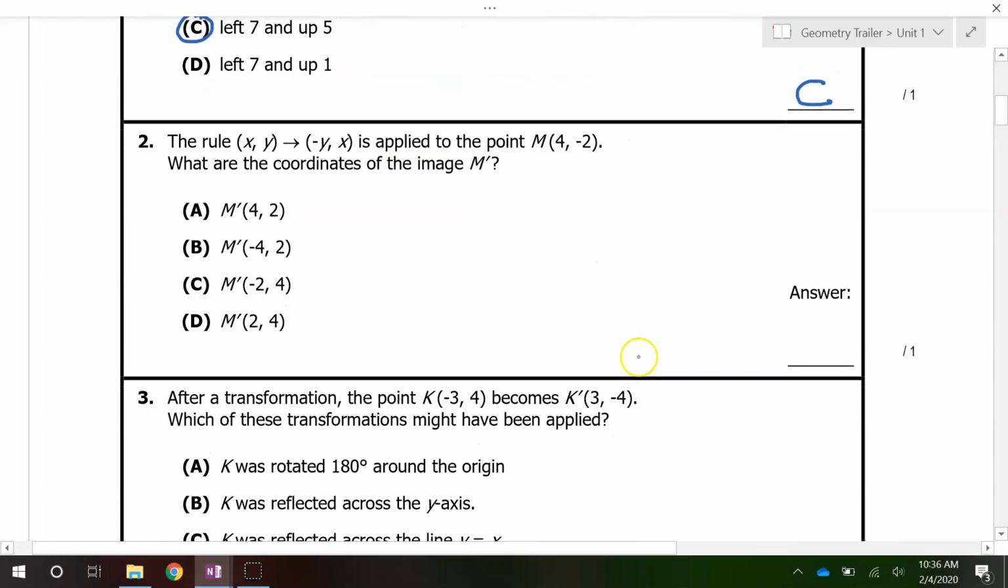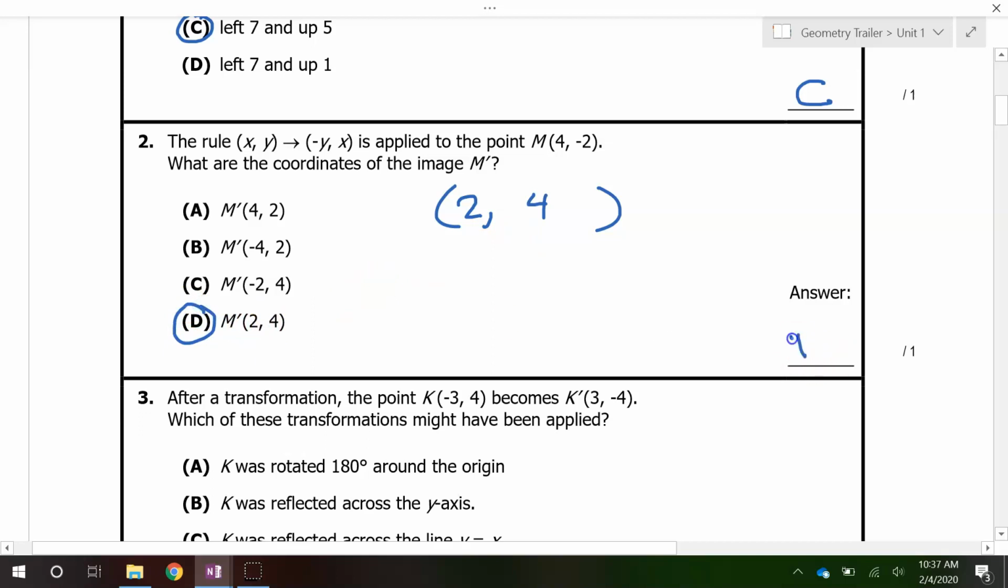All right, looking at problem number 2. This rule is applied to this point. By the way, this is a 90-degree counterclockwise rotation, so have these rules memorized to the point where you can recognize that. But anyway, that's not what they're asking us. They're just saying apply the rule to this point. Okay, so this says opposite of y, x. The opposite of y is +2. And then x is simply 4. So this should be the answer. All right, so that means the answer is D.